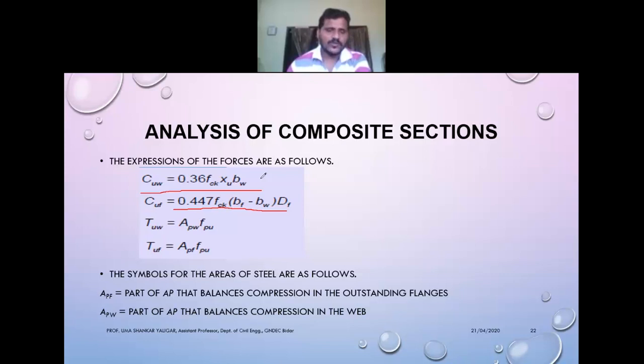That's why I am not going in depth about these expressions, because you have already come across them. And this is the tension due to the web portion, Apw into fpu, and this is the tension due to the flange portion. Here what is Apf? It is A suffix p, please make the correction, it is A suffix p, the area of the prestressing steel that balances the compression in the outstanding flange, and Apw, the part of Ap that balances the compression in the web. These are the expressions we can use for the analysis at ultimate strength.